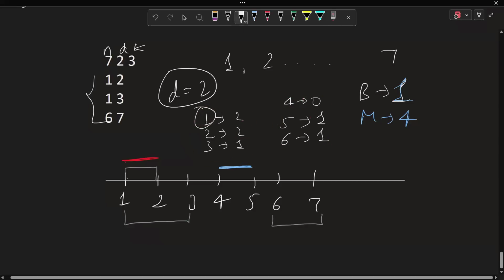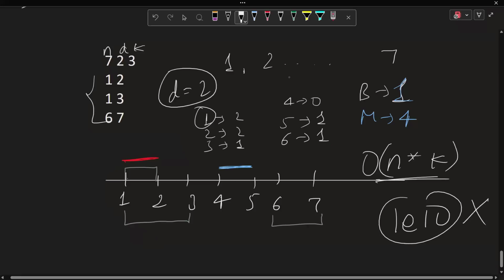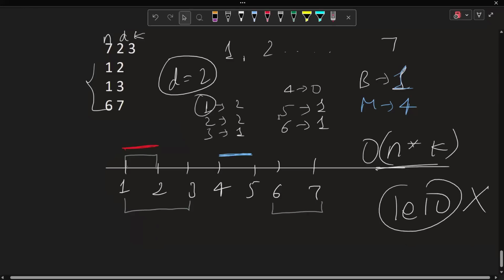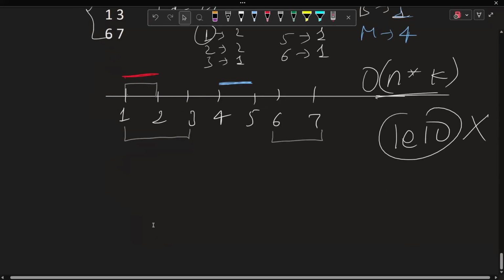But what would be its complexity? There can be n days, so n times, and every time you are checking with all the k jobs how many are overlapping. So it would be O of n into k, the brute force approach. And since n and k both go up to 10 to the power 5, it would go to 10 to the power 10, which would give you a TLE. So you need to optimize it a little.